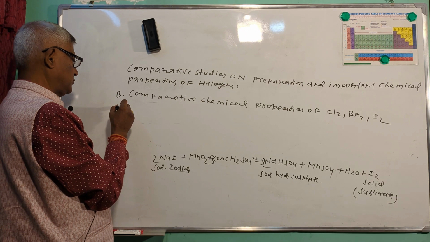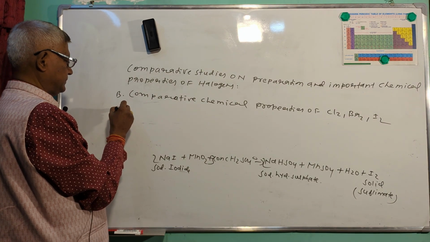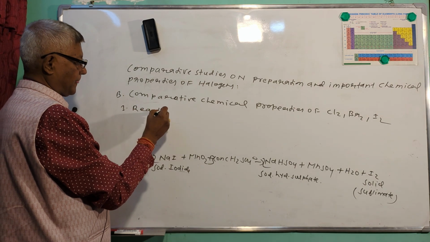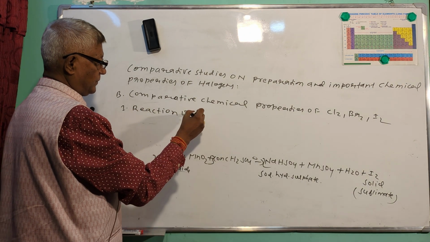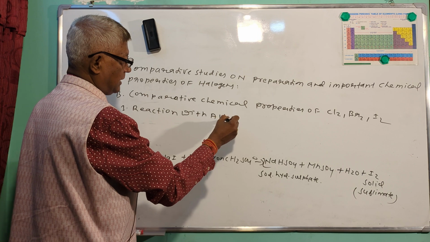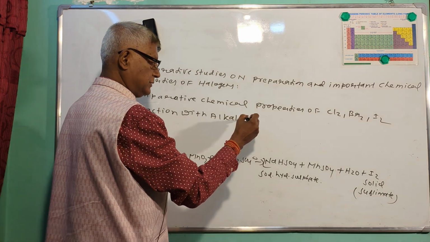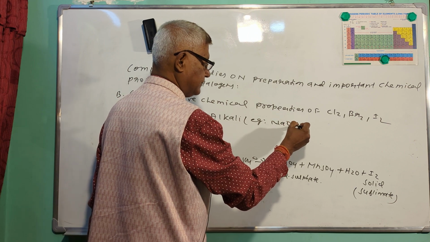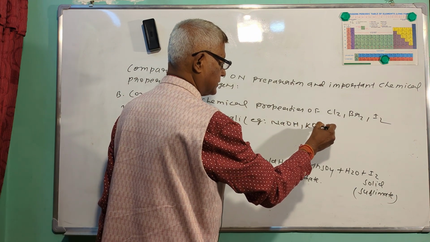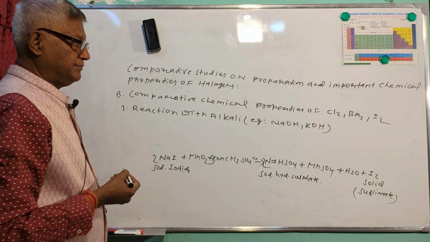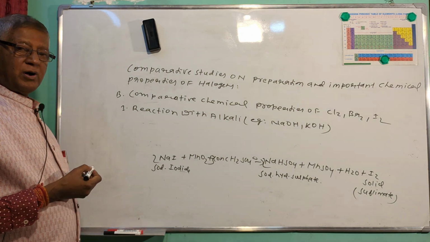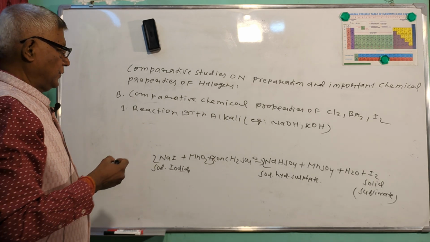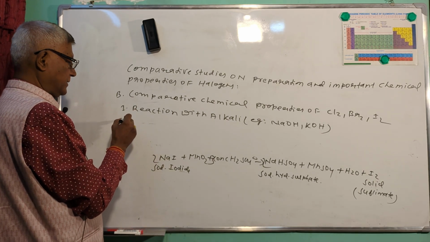So what do you see? First one, reaction with alkali. So we can use maybe sodium hydroxide, maybe potassium hydroxide. Alkali means those bases which dissolve in water and give hydroxide ion, that is known as alkali, you know. So in this case, two conditions over here.